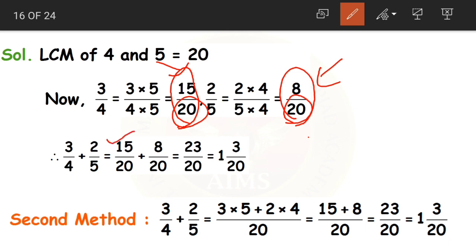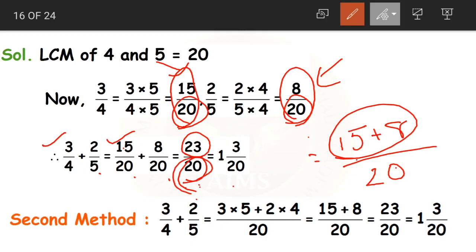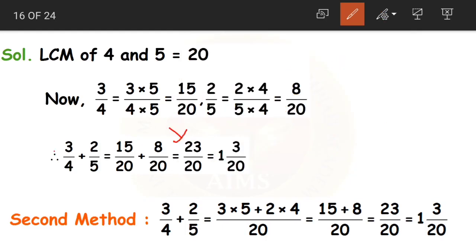Now as we have converted 3 by 4 and 2 by 5 into like fractions, it is easy for us to add. How do we add like fractions? We first add the numerators, right? 15 plus 8 divided by the denominator, which is 20. Now 15 plus 8 becomes 23 and the denominator is 20. This will be our answer. Addition of 3 by 4 and 2 by 5 is equal to 23 by 20. And if it is mentioned in the question to represent the answer in the form of a mixed fraction, you can also do this.